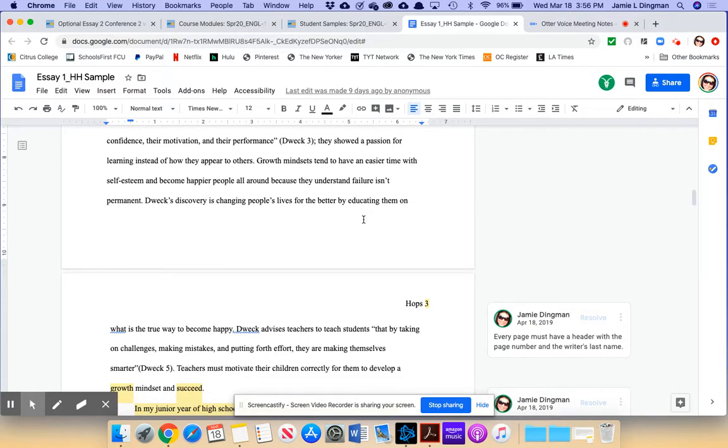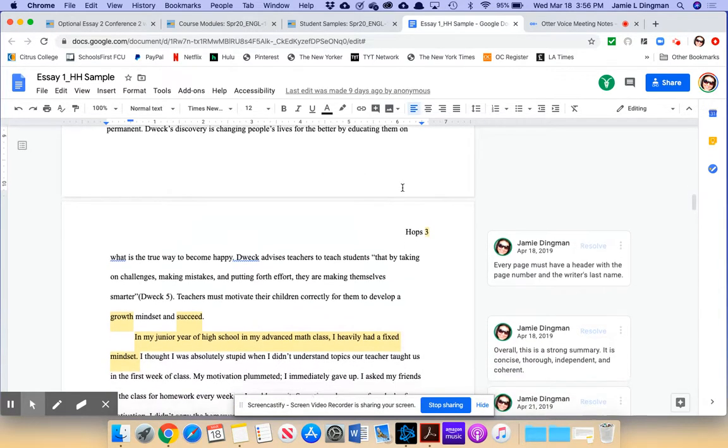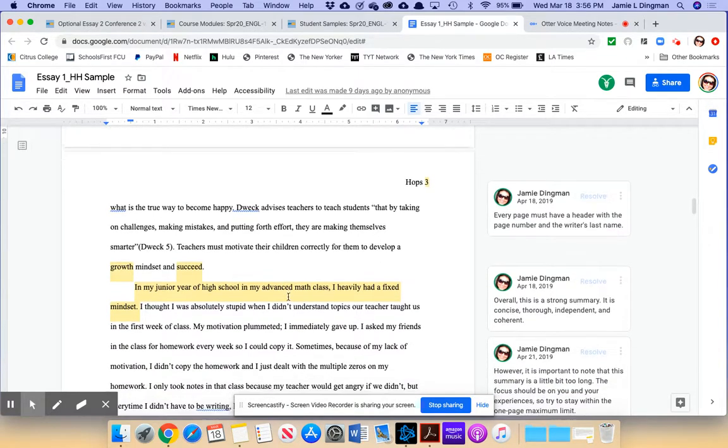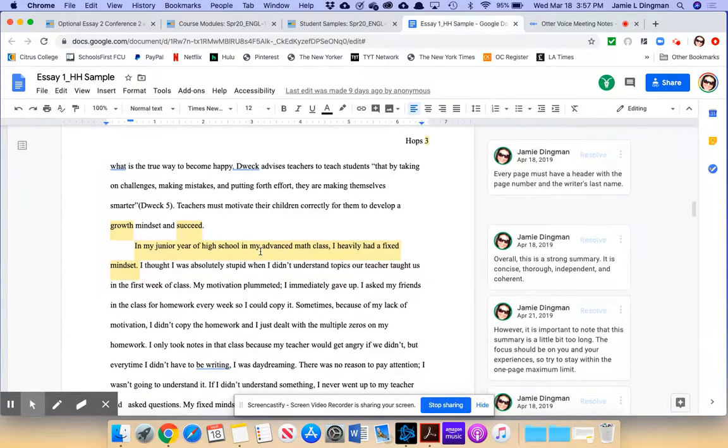Growth mindsets tend to have an easier time with self-esteem and become happier people all around because they understand failure isn't permanent. Dweck's discovery is changing people's lives for the better by educating them on what is the true way to become happy. Dweck advises teachers to teach students, quote, that by taking on challenges, making mistakes, and putting forth effort, they are making themselves smarter, end quote. Teachers must motivate their children correctly for them to develop a growth mindset and succeed.